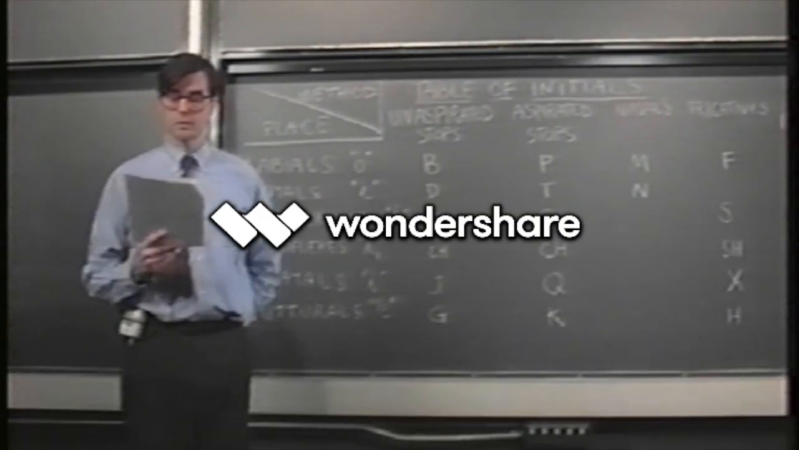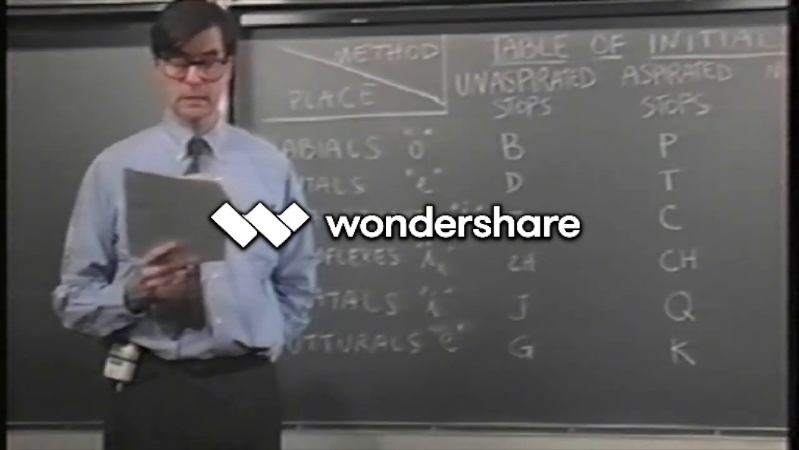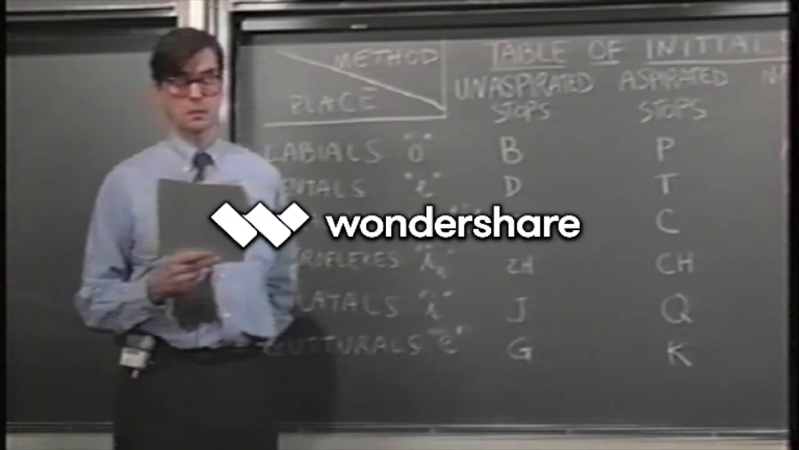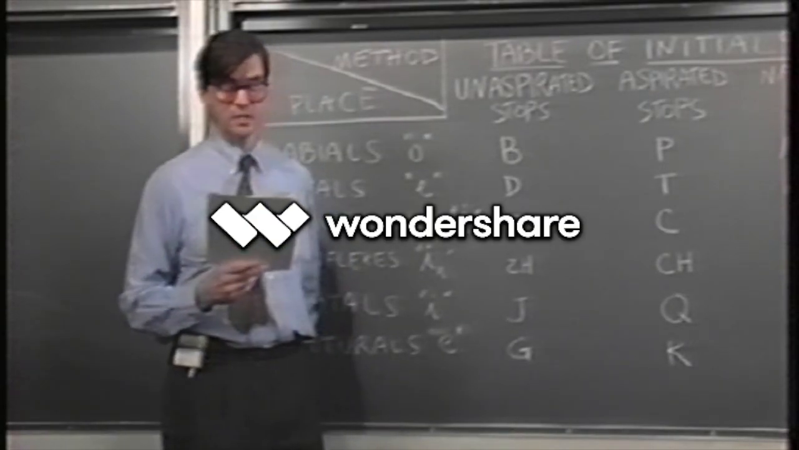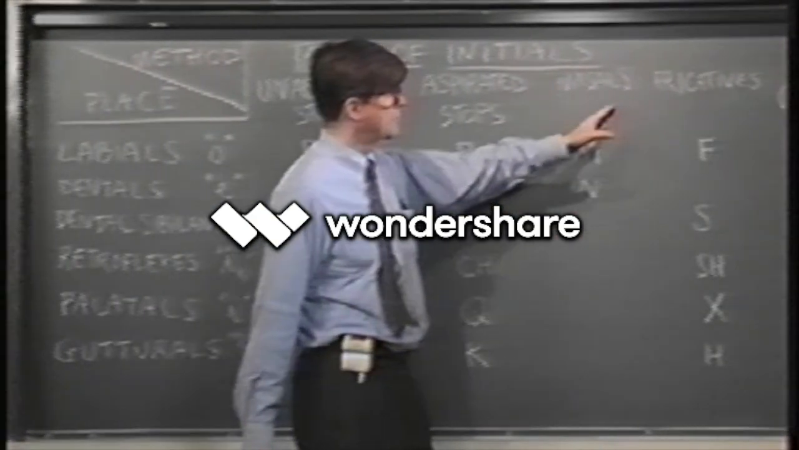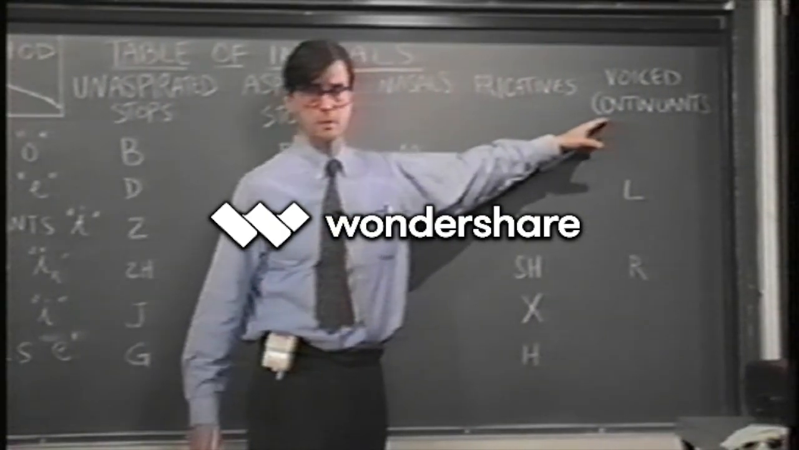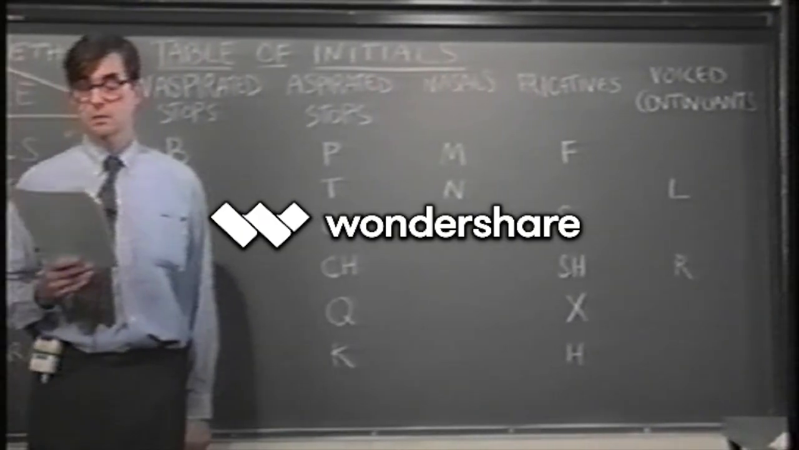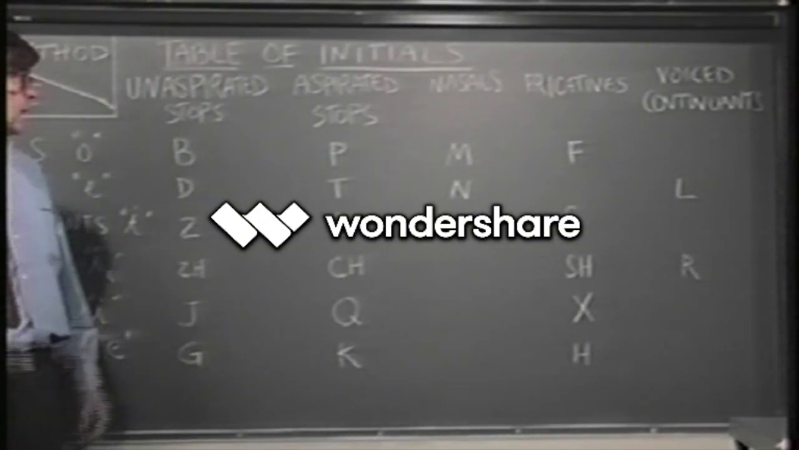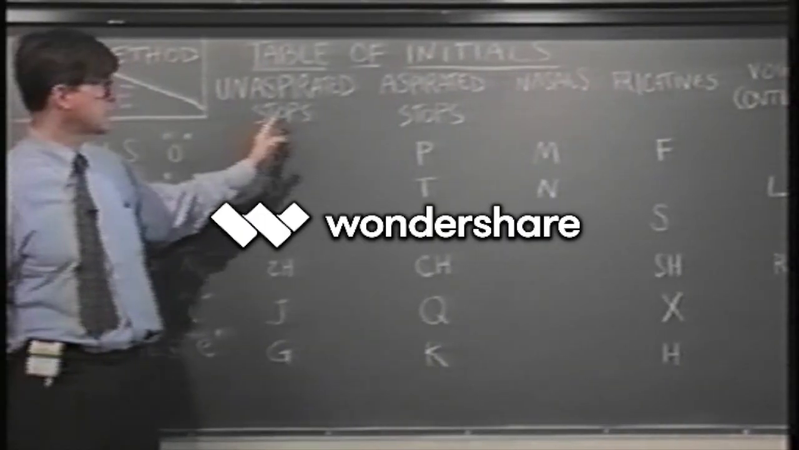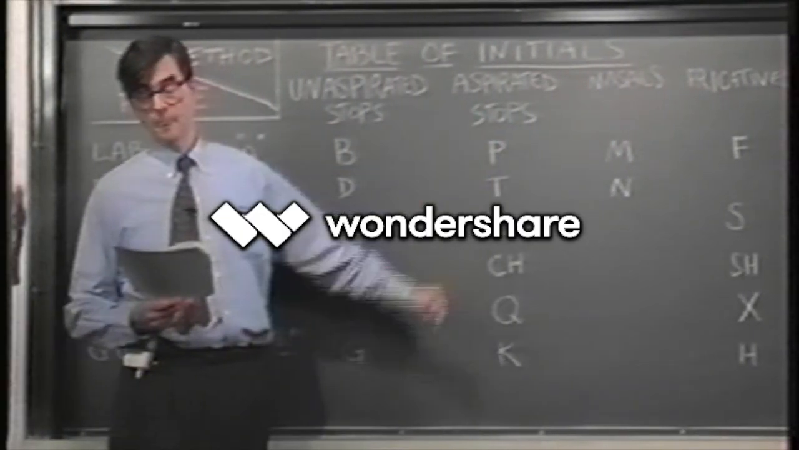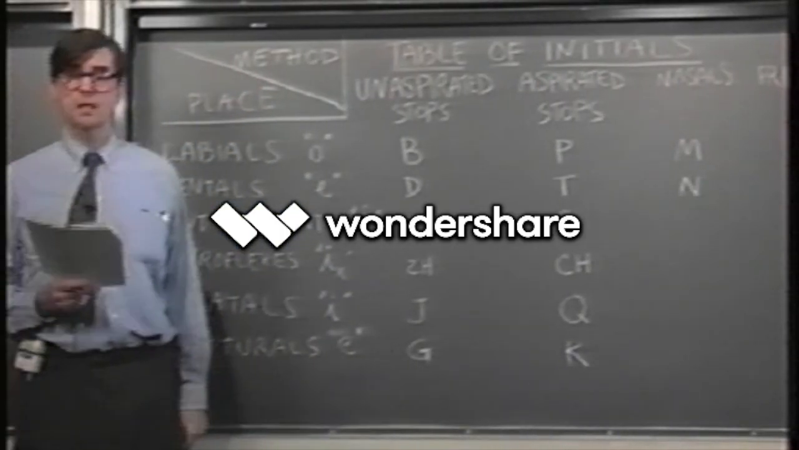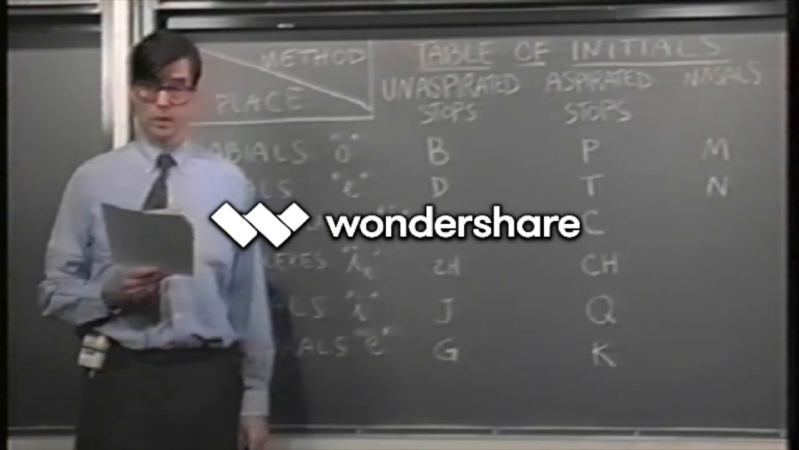You've now been introduced to the 6 rows of initials. Let us next consider the vertical structure of this table of initials. The 3 columns at the right of the table, nasals, fricatives, and voiced continuants, do not present any particular difficulties for English speakers, so I will concentrate on the 2 columns at the left, unaspirated stops and aspirated stops, because these are somewhat different from English, and the distinction between them is crucially important.